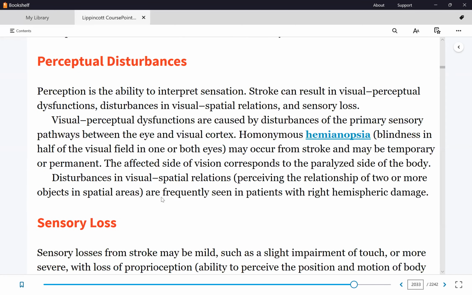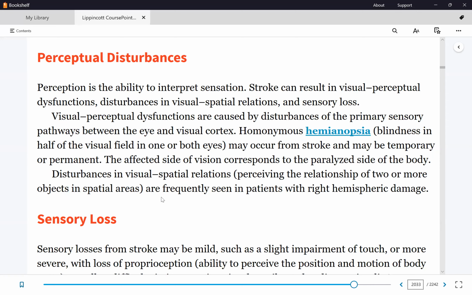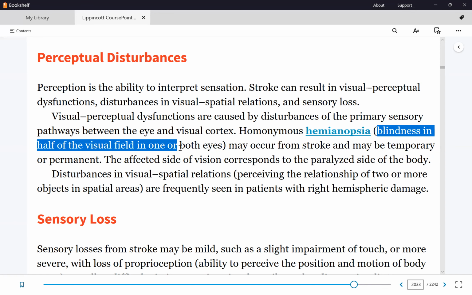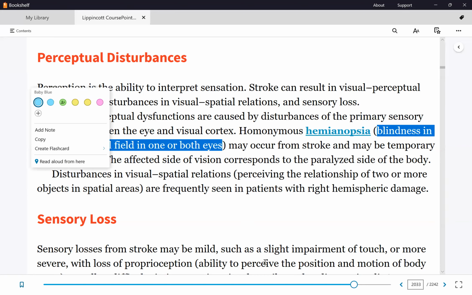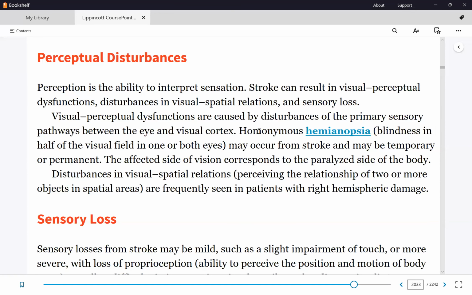Perceptual disturbances. These are the visual examples I mentioned earlier. So let's talk about hemianopsia. Hemianopsia is like partial blindness. Blindness in one half of the visual field. It can affect one or both eyes. Now it can be homonymous, meaning the same half is blind. Or it can also be het, I forgot the term.